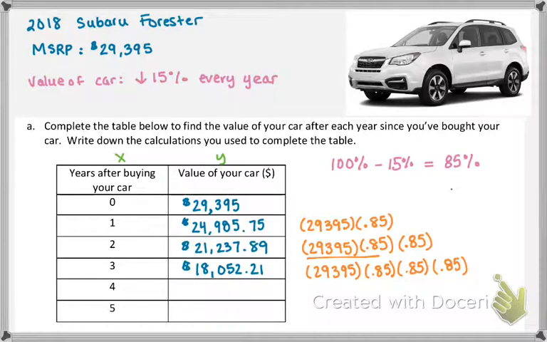And I write this all out because I want you to notice a pattern. In year 3, to find out the value of my car, I multiply the initial price by 0.85 3 times after 3 years. So now to find the value of my car 4 years later, I'm going to take $18,052.21 and multiply by another 0.85, and that's going to give me $15,344.38.